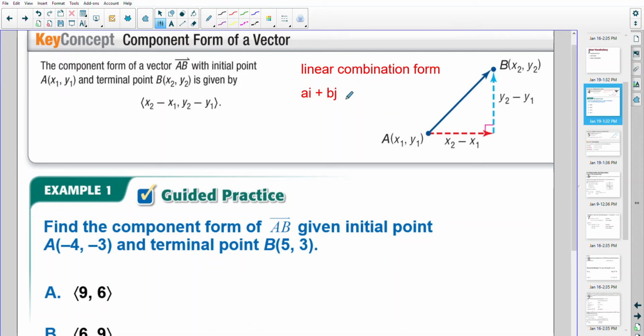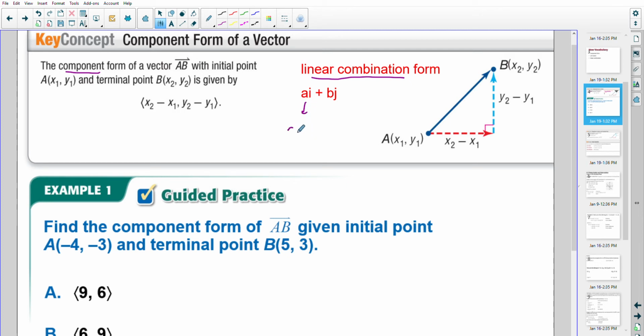Vectors can be written in two different forms. One form is the component form, and the other one is the linear combination form. Both have the same ideas in them. So the first part of component form is the change in x's, and the first part in linear combination form is the change of x's. That's what your a is.